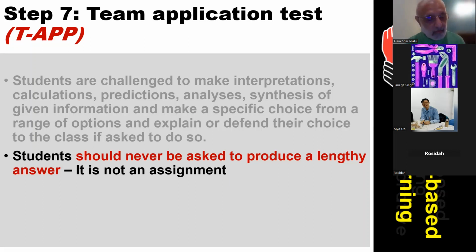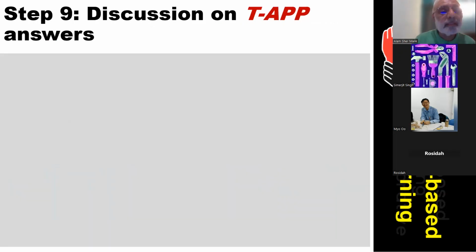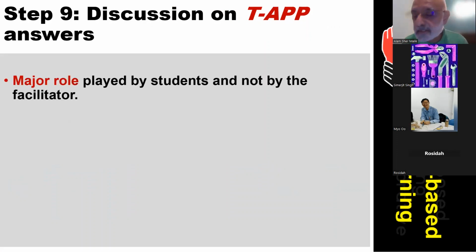So that is to assess their ability to solve the problems, and at the same time, they are given choices to pick the answer rather than asking them to write an essay. Again, it's the same table of the students. Now the team application results are put in the table. And then is the discussion.